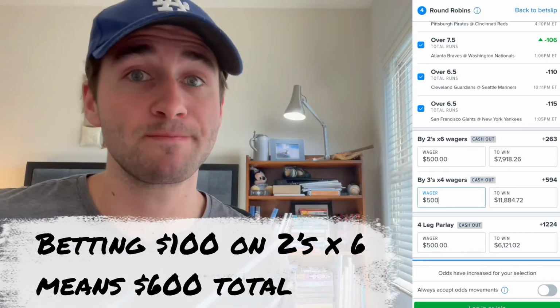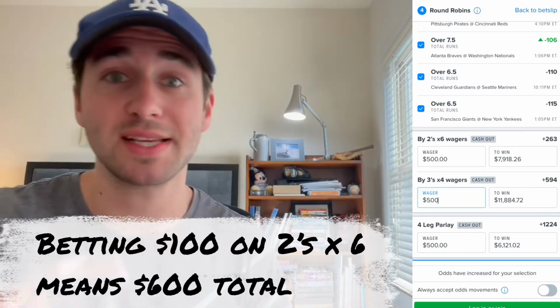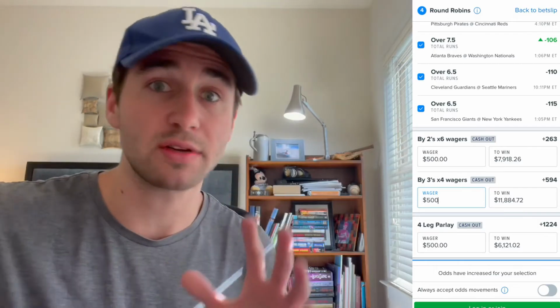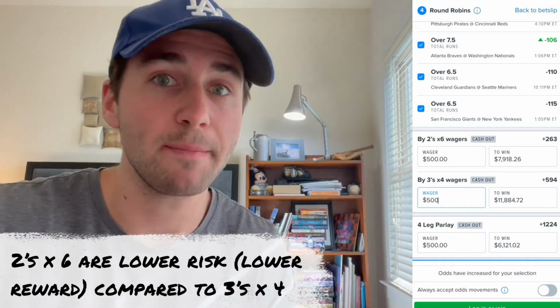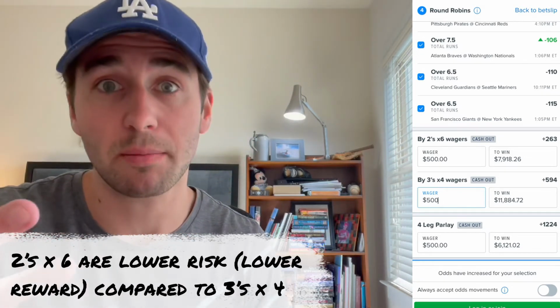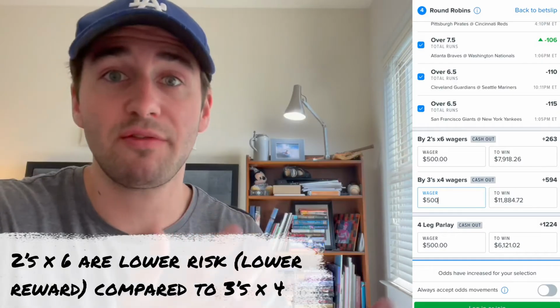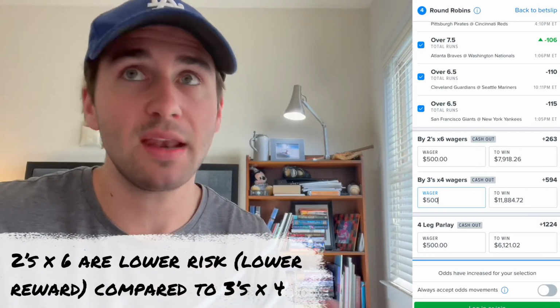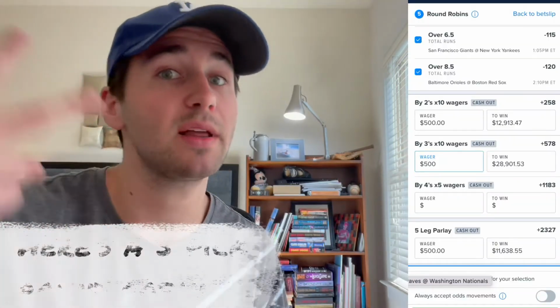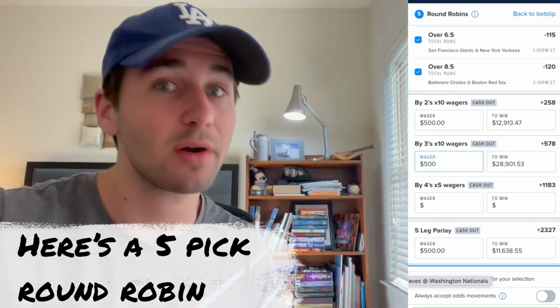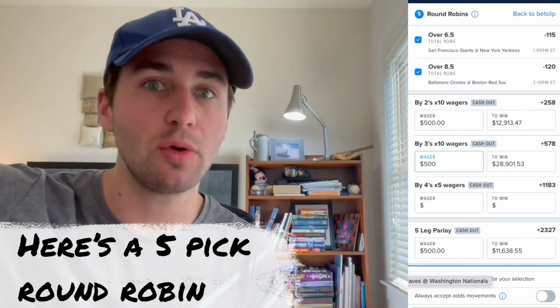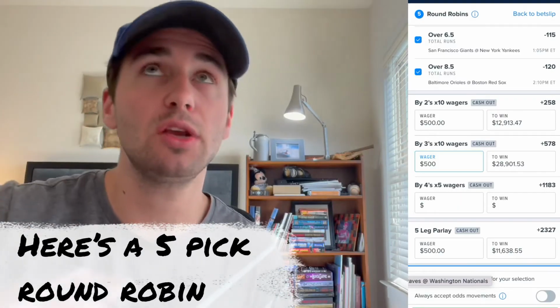So now you have the option, right? If you want to be less risky, you can place 6 different 2-leg parlays. You're diversifying a bit. And if you want a little more risk, so closer to a parlay, you can place 4 different 3-leg parlays. It's really up to you. And you can add in a 5th pick and you'll see the same thing. If you have a 5-leg round robin, you can either create 4-pick parlays, 3-pick parlays, or 2-pick parlays. If you have a 6-pick round robin, you can create 5-leg parlays, 4-leg parlays, 3-leg, or 2-leg. So as you add to a round robin, you can start to create bigger and bigger parlays.